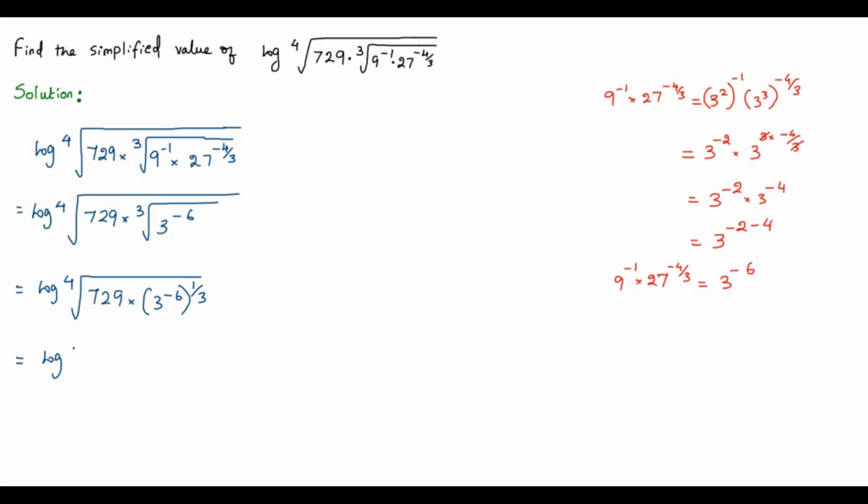Now in the next step, log 4th root of 729 times, so these two exponents can be multiplied, we get 3 to the power of minus 6 times 1 by 3. Okay, in the next step, log 4th root of 729 times, here we can simplify this one, 1 times 3 is 3, 3 goes into 6 2 times, so 3 to the power of minus 2.